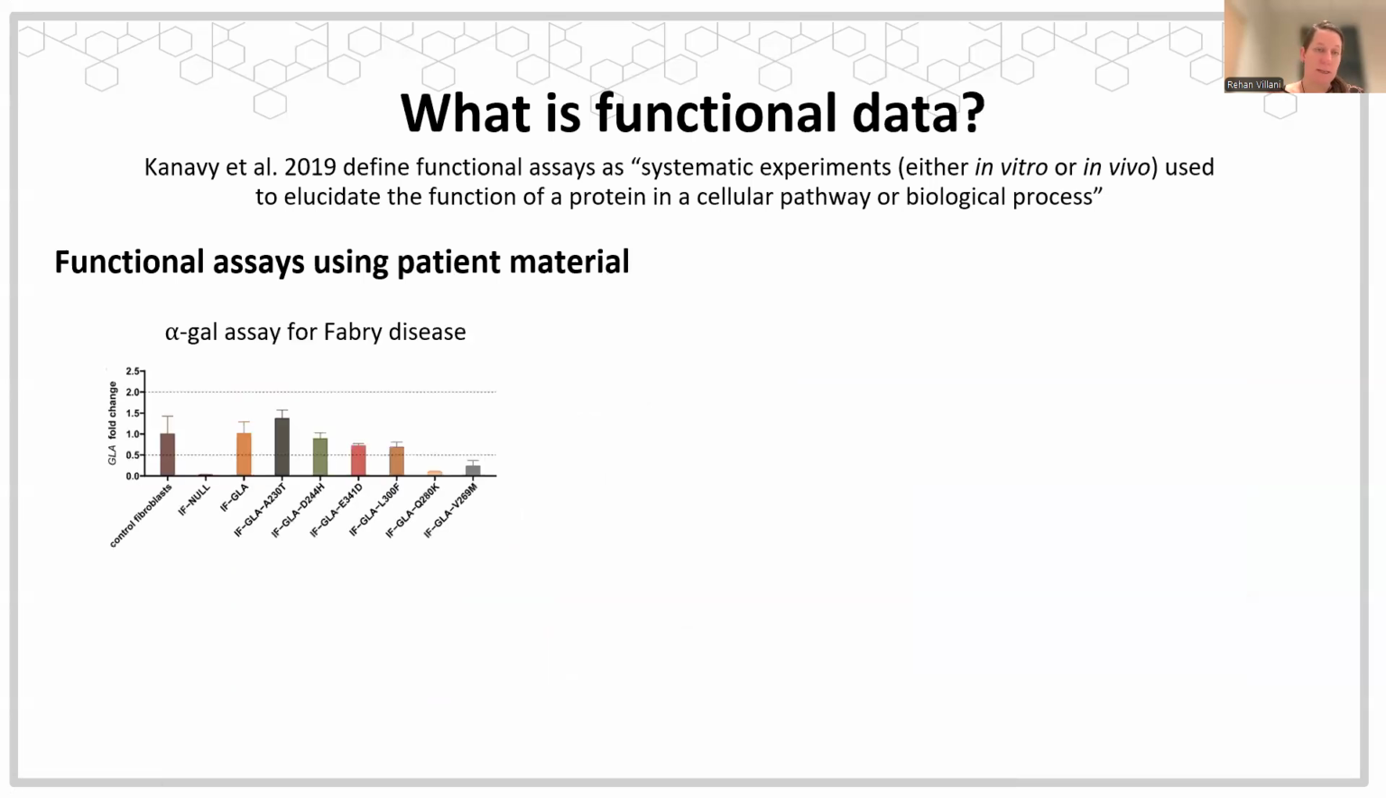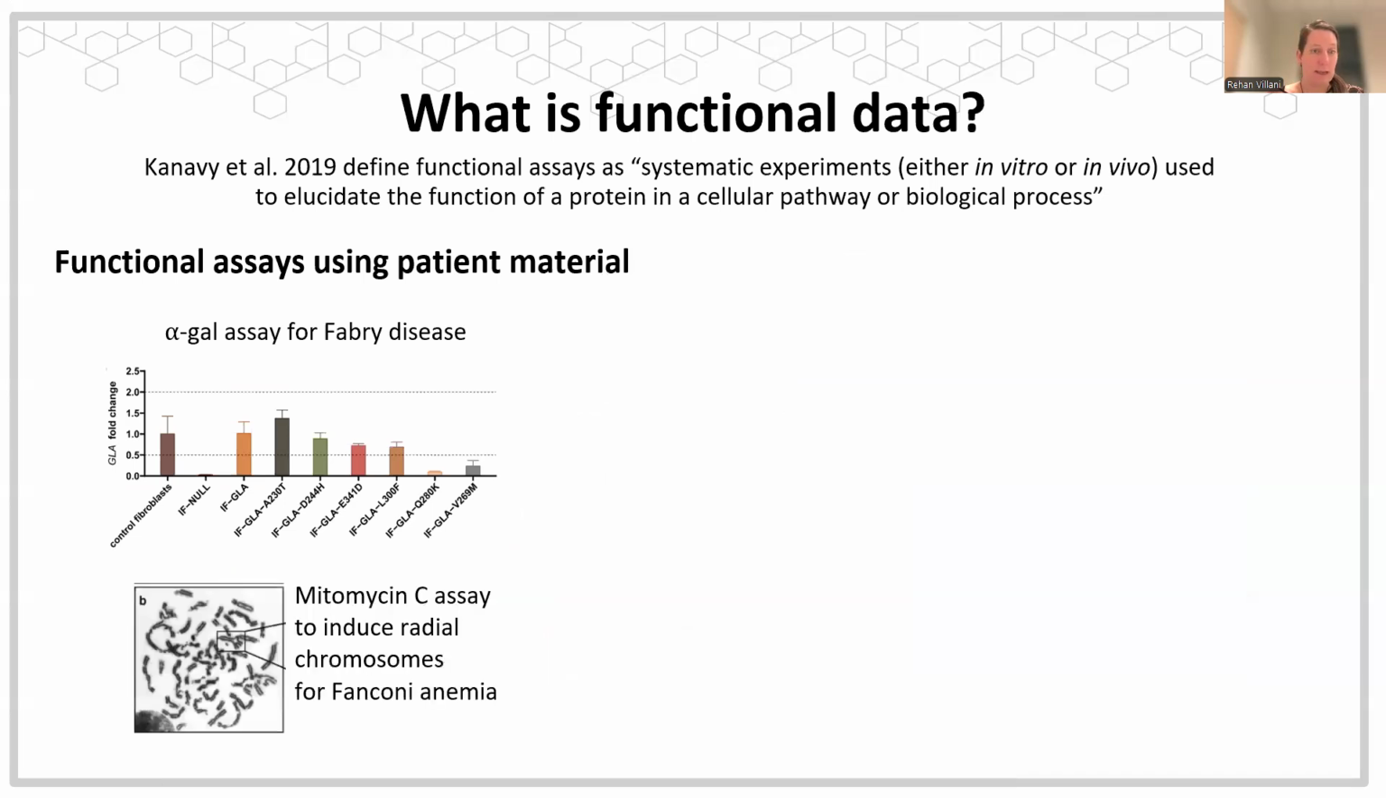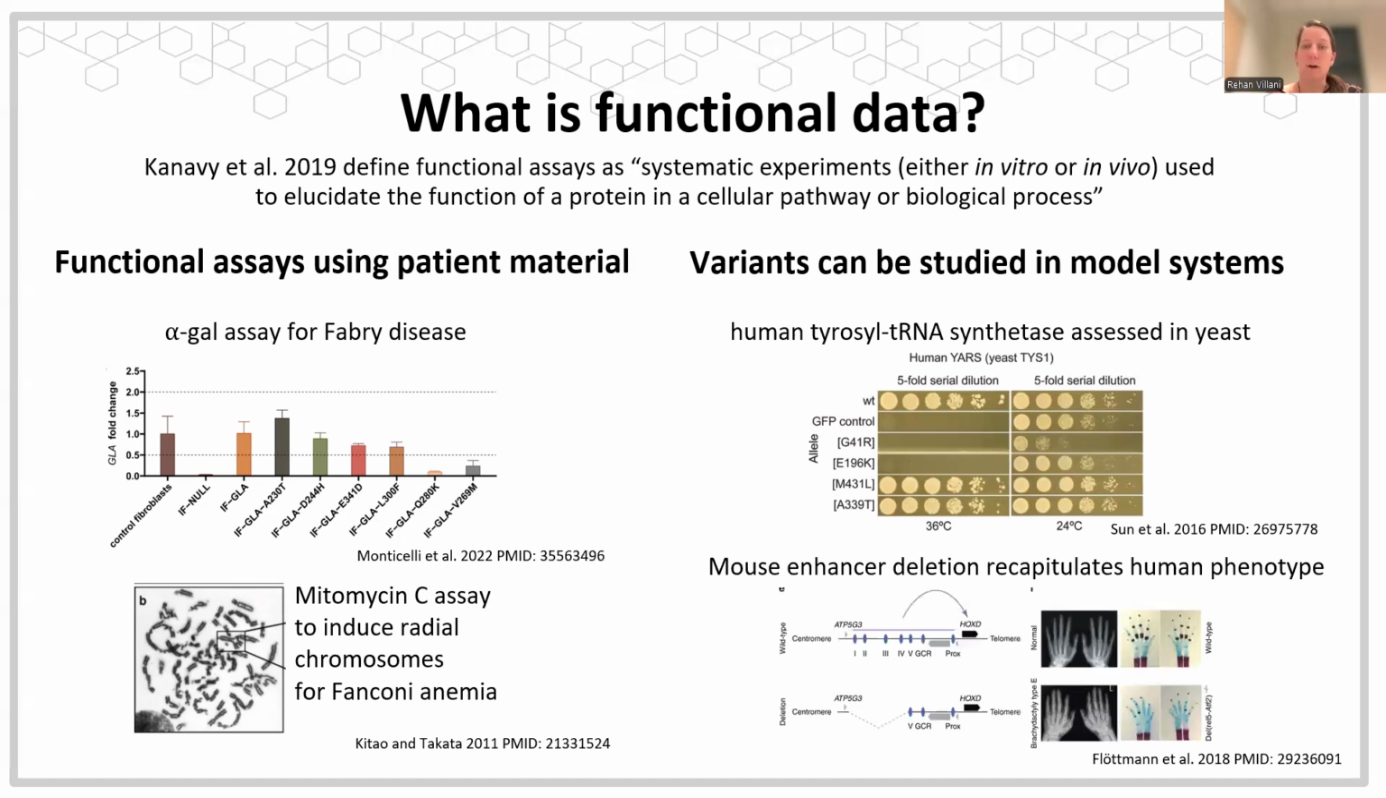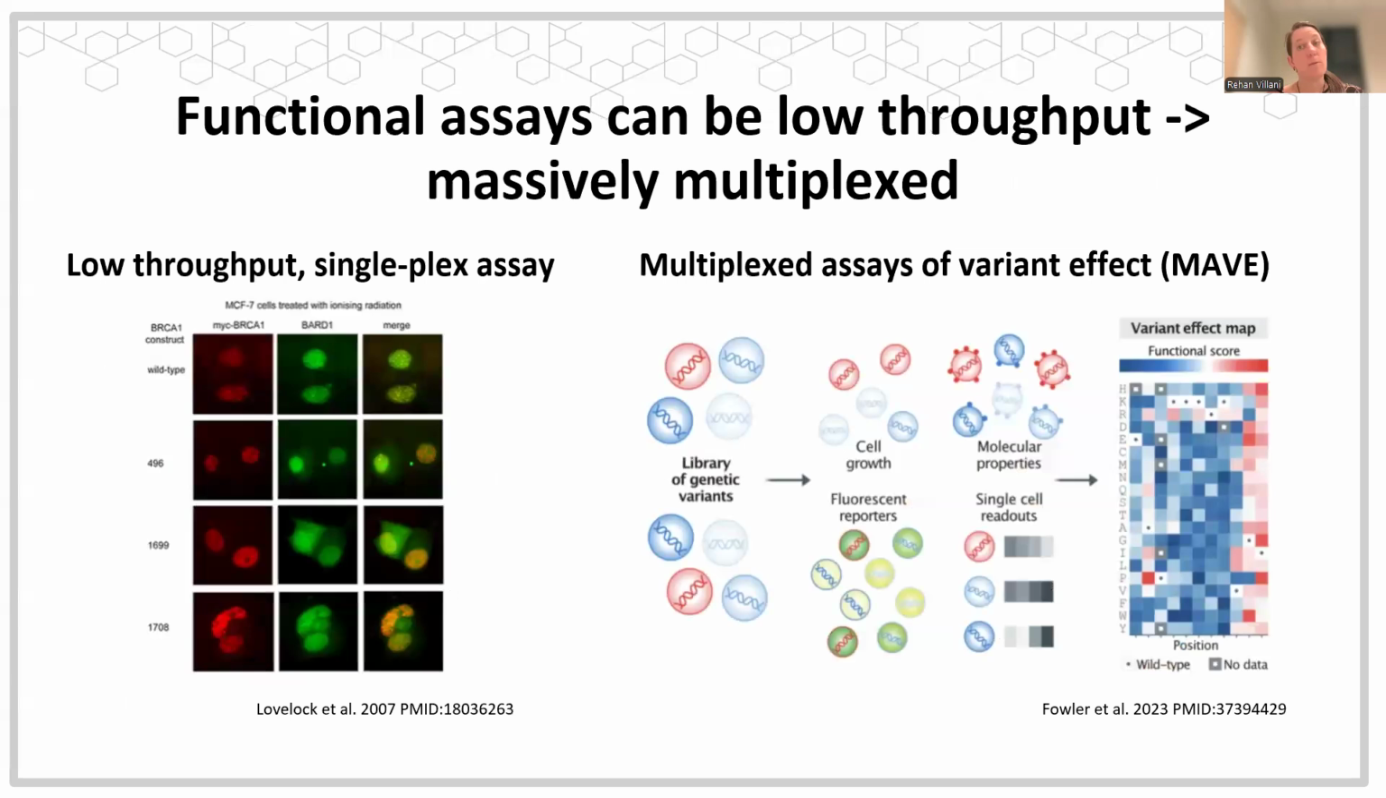You can see functional assays that use patient material, such as this alpha-gal assay. Some are looking for specific genetic variations. They can be studied in model systems from yeast and cell assays all the way through to mouse or animal models. They can also be low throughput to very high throughput. So on the left, you can see a single or three variant assay done in a cell line, which is a low throughput assay, through to on the right where you can see what is a saturation genome scanning assay, known as a MAVE or a multiplex assay of variant effect, which has very high throughput.